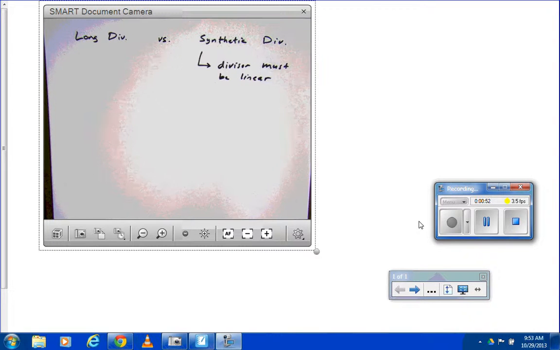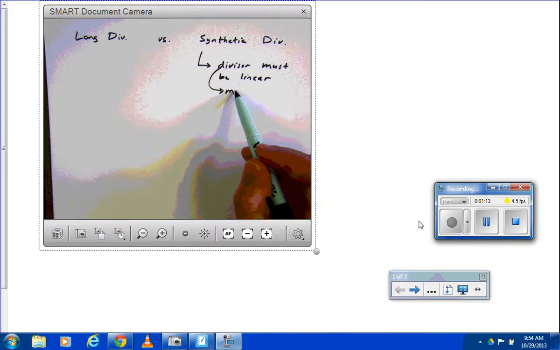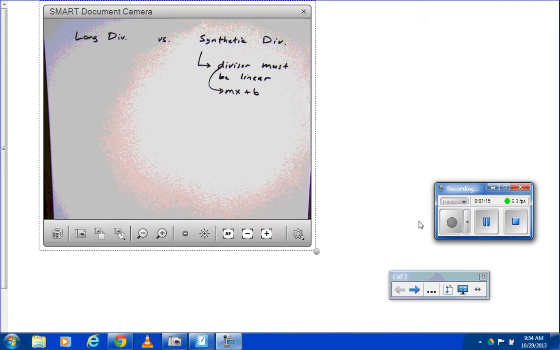Now, what do we mean here by linear? Not squared, not cubed. So only an x to the first power. What I like to think of with linear is slope-intercept form, y equals mx plus b. So my divisor needs to be in that form, mx plus b, where it's only x to the first power and it's not squared or cubed or fourth.